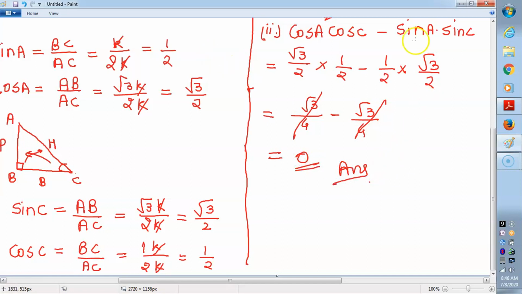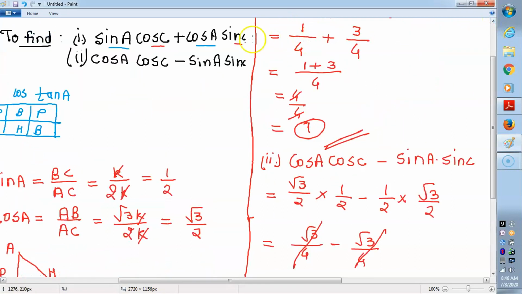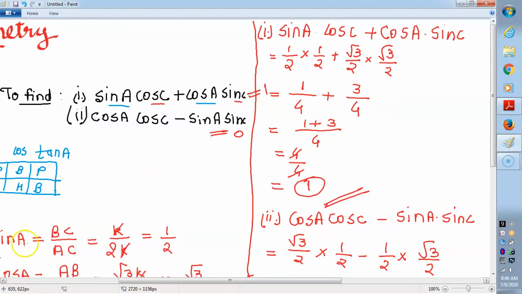Got it, guys? So for the first relation, our answer is 1. For the second relation, our answer is 0. Okay, in this way we can evaluate any values for trigonometry. Okay guys, I hope it is clear. For any doubt, feel free to ask.